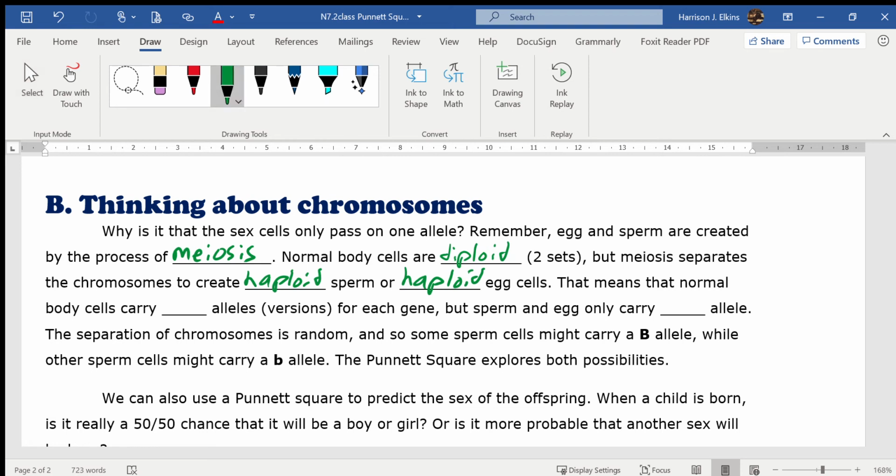So normal body cells always carry two alleles, but sperm and egg only carry one allele, because that one allele is going to combine. The one allele from the sperm is going to combine with the one allele from the egg to create an offspring that has two alleles. Keep in mind, in meiosis, when you separate those chromosomes, it's totally random. So some sperm might carry a dominant allele, other sperm cells might carry a recessive allele. So the Punnett square is going to explore both of those possibilities.